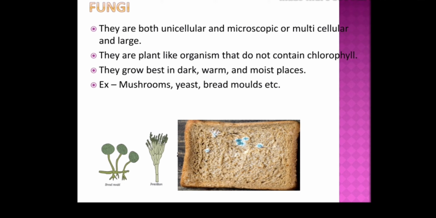Okay. So fungi are non-green organisms which cannot make their own food. Fungi are like plants but they do not contain chlorophyll, means they cannot make their own food, and they grow best in dark, warm, and moist places. They can be unicellular and multicellular also. For example, mushroom, yeast, bread molds, etc.